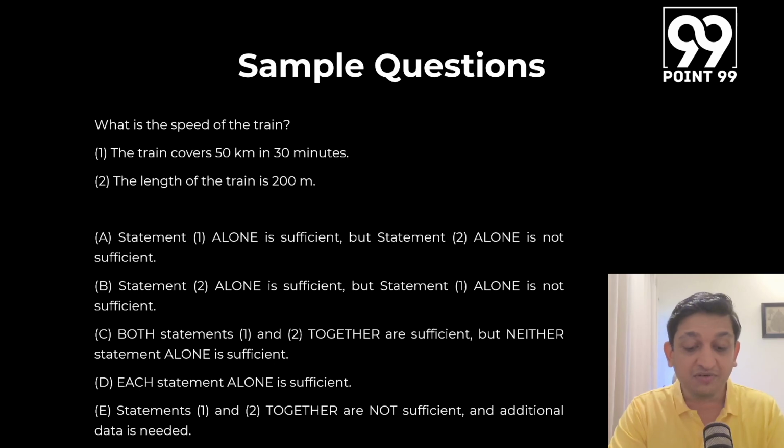Now I have a sample question here in terms of data sufficiency. What is the speed of the train is the question. There are 2 statements that have been given to you, and you have to figure out whether you will be able to answer this particular question using only statement 1, only statement 2, either statement 1 or 2, both statements 1 and 2, or you will not be able to answer this question at all in spite of using all the information that you have in these 2 statements.